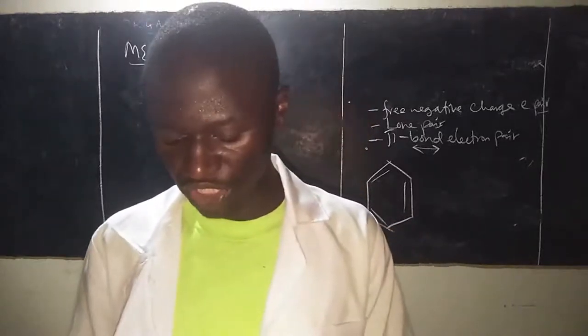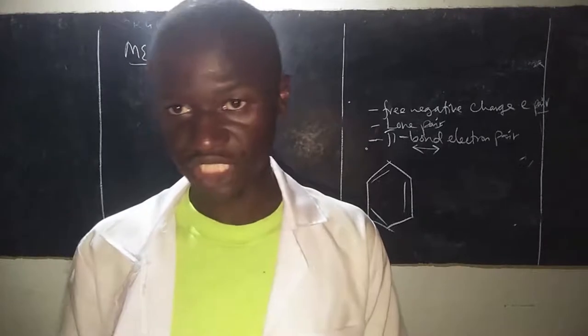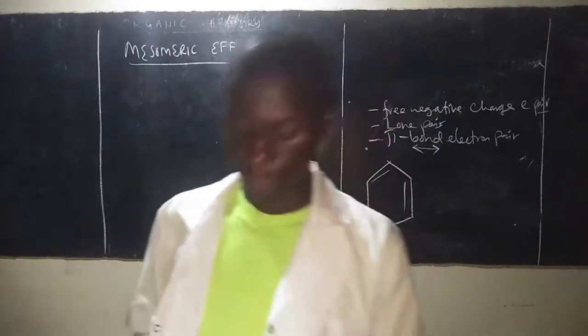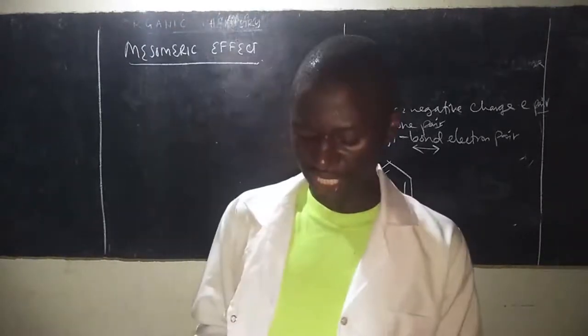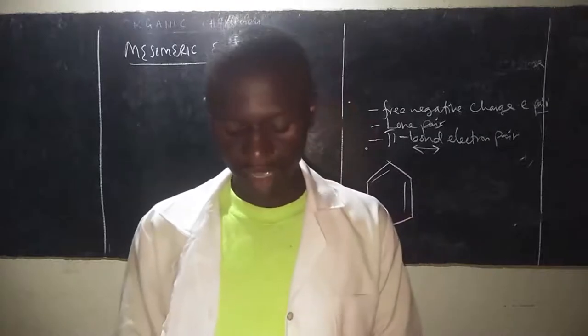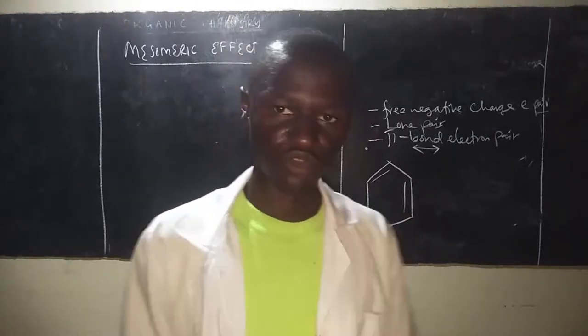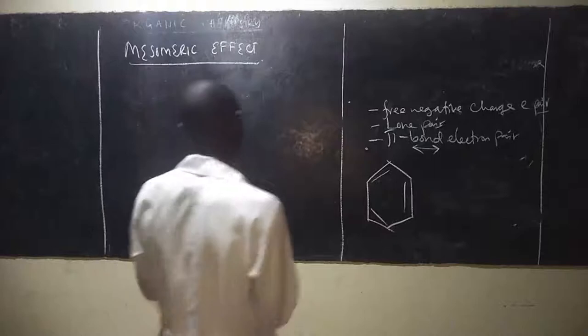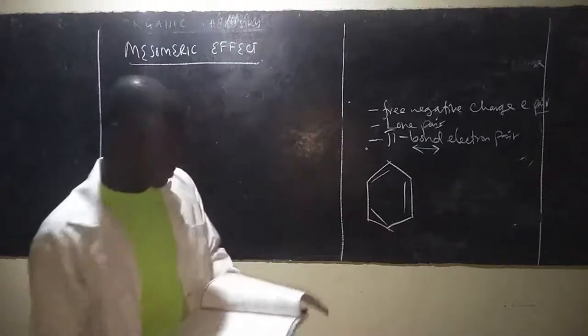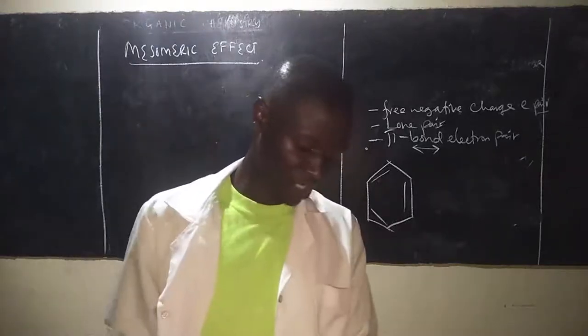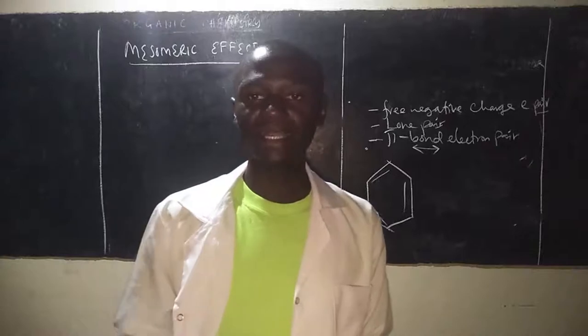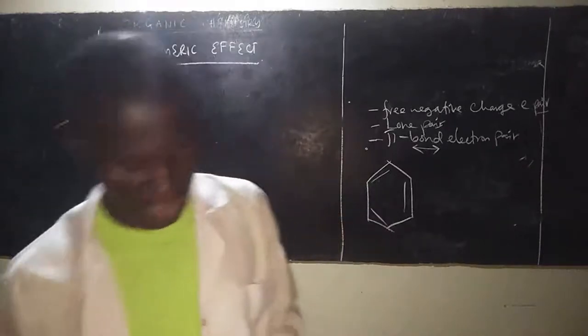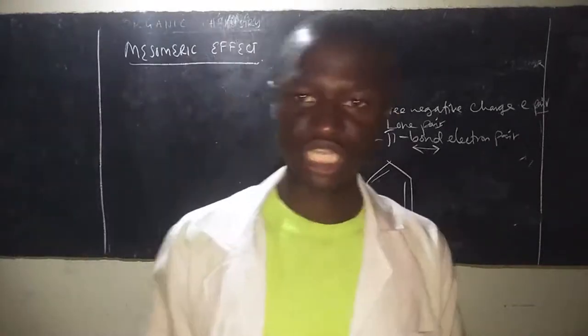Sigma bonds are not involved in mesomeric effect. Why are they not involved in mesomeric effect? This is due to their high bond strength and avoiding the primary structure of the compound itself. So kama sigma bond ingehusika kwenye mesomeric effect, that means the primary structure of the molecule ingekuwa distracted, and hence ingekuwa ni kitu ambacho ni cha kipuzi sana.